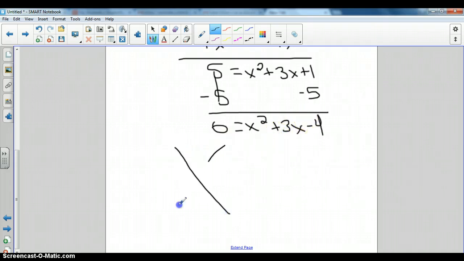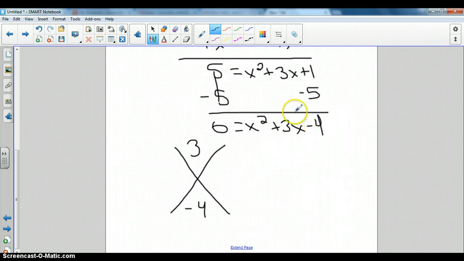Now I teach my students to do this X method. So in the bottom I'll put negative 4, and the top I'll put 3, and we'll figure out what two numbers multiply to negative 4, but add to positive 3. And so we're going to do the factors of 4, since that's the thing that's multiplying.